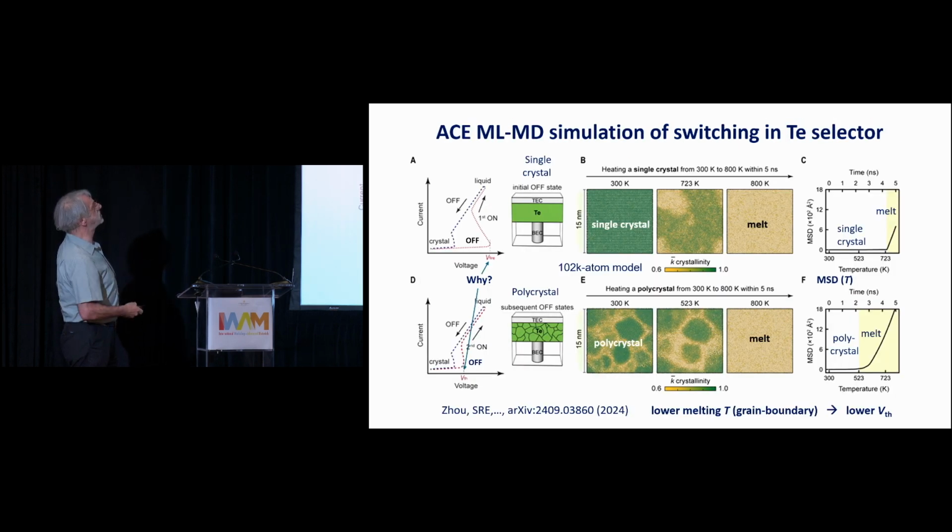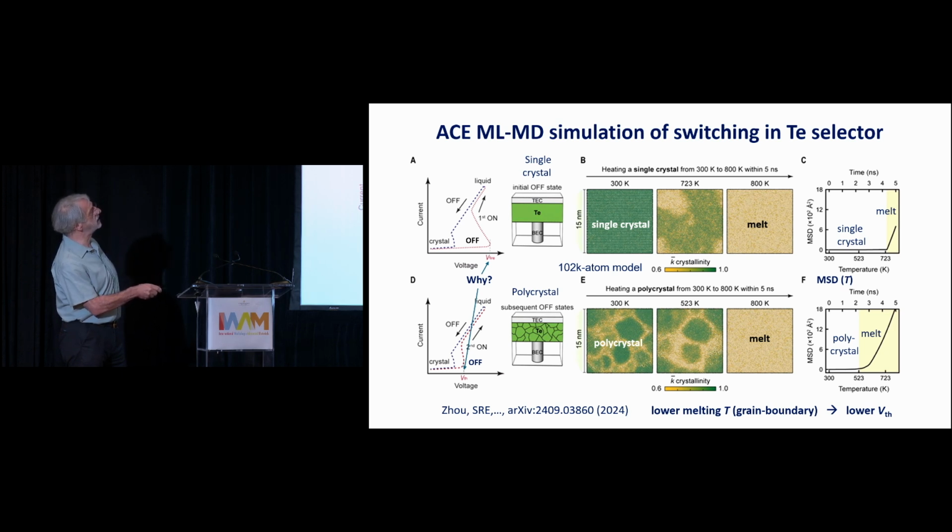So we did a simulation of this. This is the original off state, single crystal here, and you need a threshold voltage to melt it. So this is what we found in the simulation. This is a 100,000 atom simulation using this ACE potential. And the material melts at about 723 Kelvin. Look at the mean square displacement. Nothing happens. It's in the crystal solid, and then it suddenly melts here. This happens to be, amazingly, the experimental melting temperature. So we can reproduce the experimental melting temperature, starting with a single crystal.